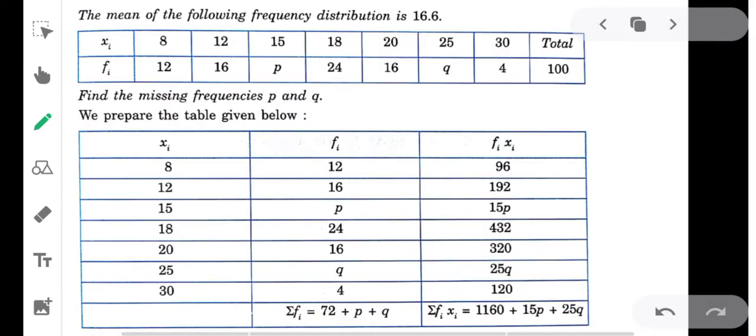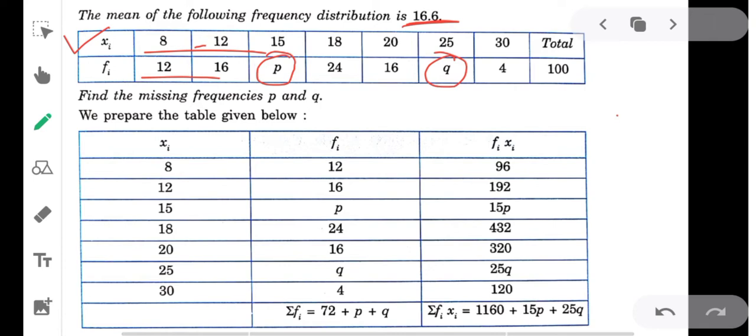Next example: the mean of the following frequency distribution is 16.6. So the mean is given. This is the table given, with observation xi and their frequency fi. Find the missing frequencies p and q. So you have to find p and q.